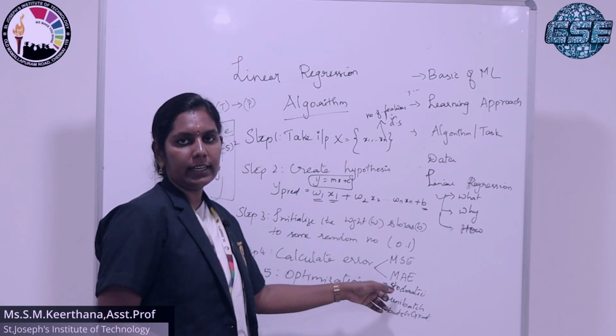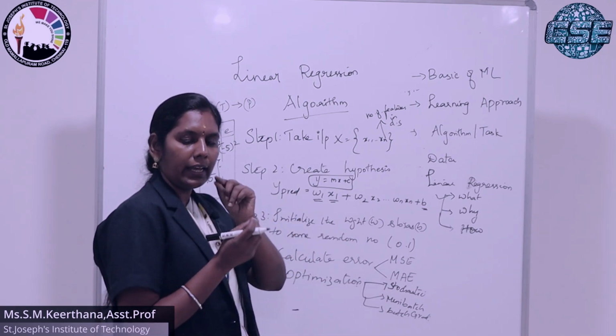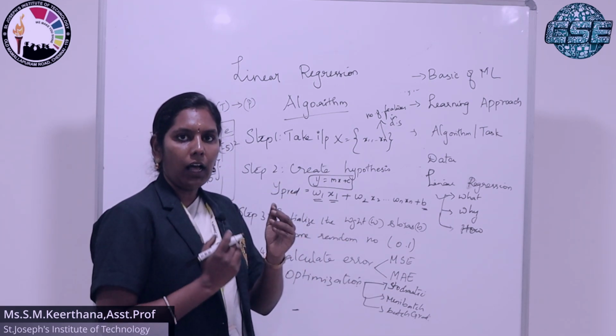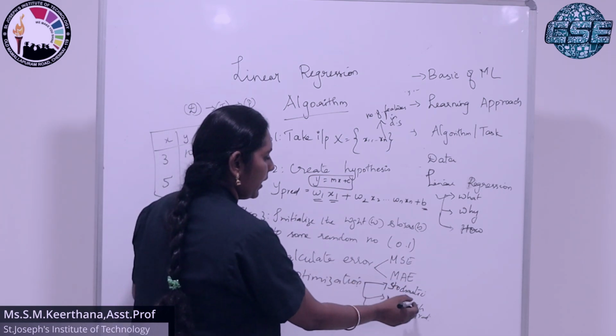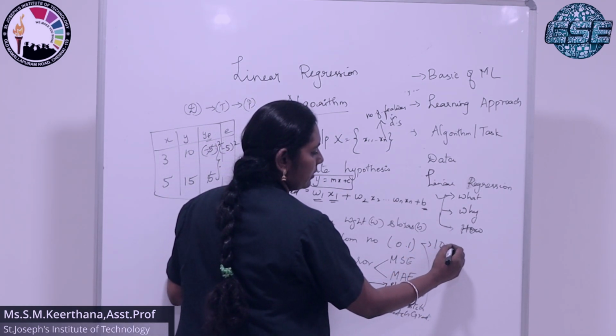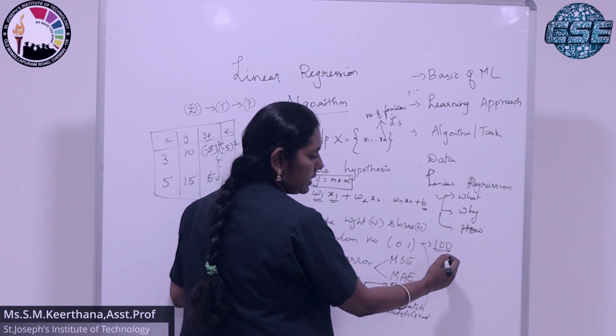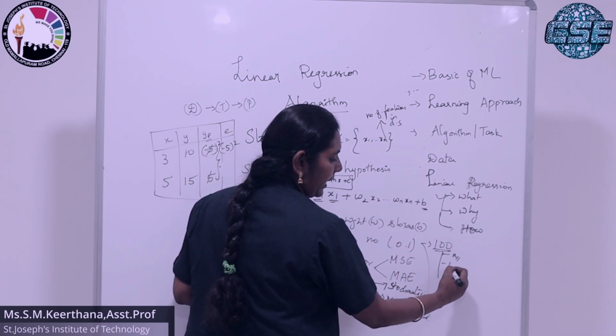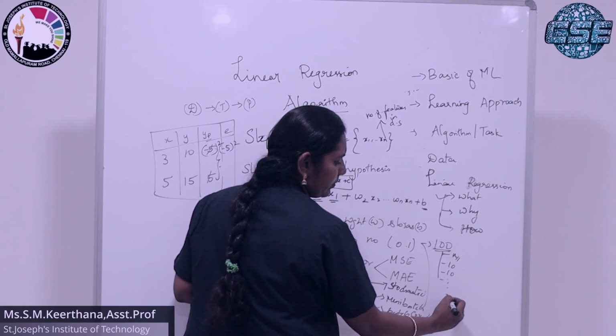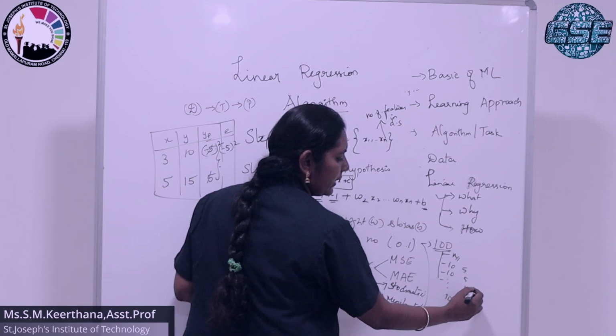So stochastic gradient is that I am going to take a single data point and update the weight and bias. Mini batch is that, consider I am having 100 data points in my data set. I am going to split these 100 data points into some n numbers, like 10, or I am going to split it into 5 data points.